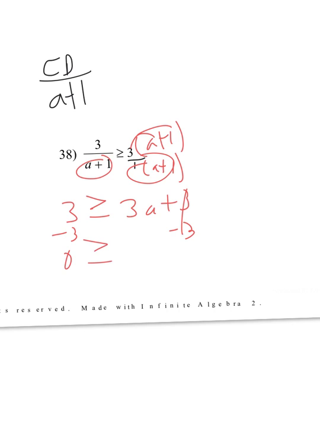I'm going to solve this for a. So 0 is greater than or equal to 3a. I'm going to divide by 3. 0 divided by anything is 0, so 0 is greater than or equal to a. So there's what we get when we solve.